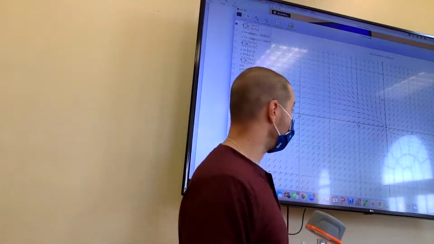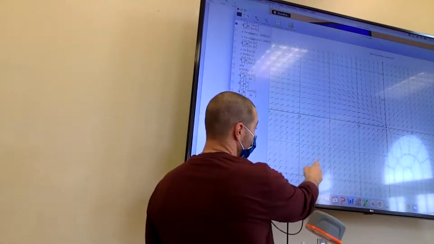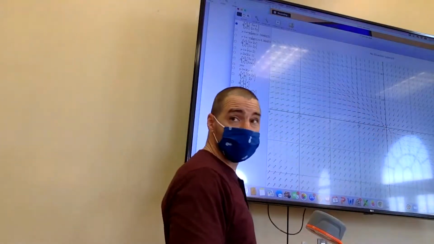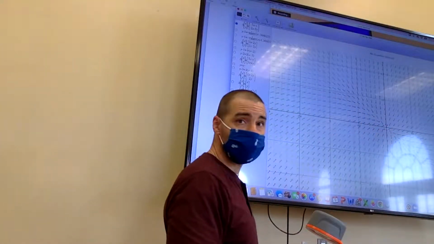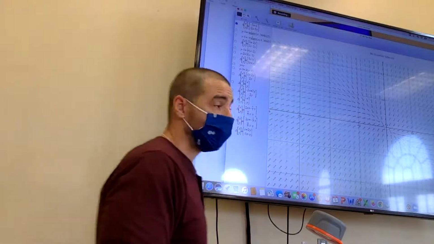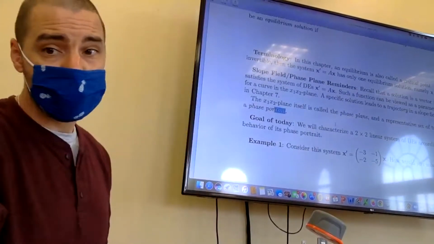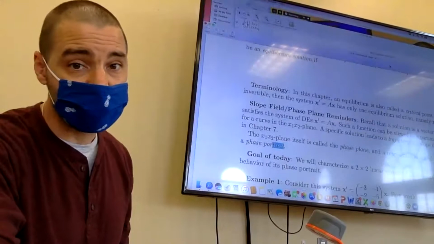So you can do that a bunch of times if you wanted to. You could say, well, what if I started here? If I follow the arrows, I draw a curve like that. It's another trajectory. Everybody okay with that? If you do that enough times, you get what's called a phase portrait. So the phase portrait lives in the phase plane.